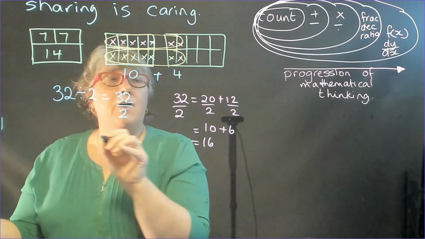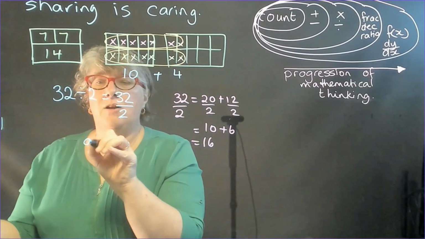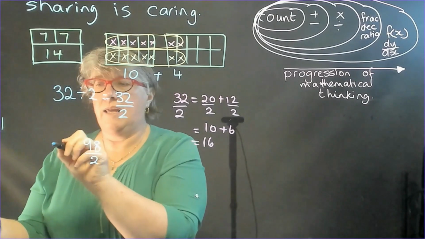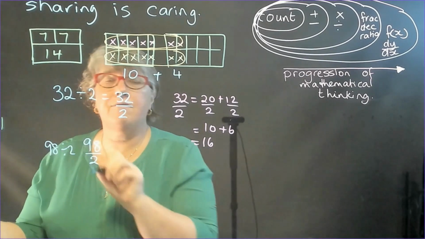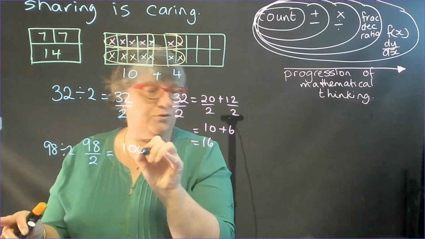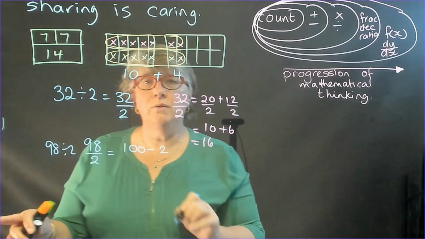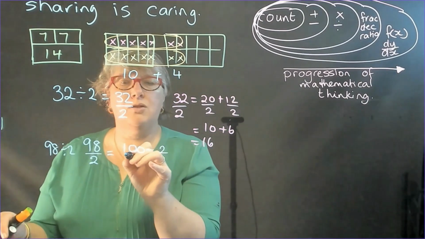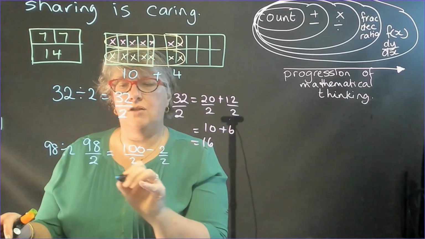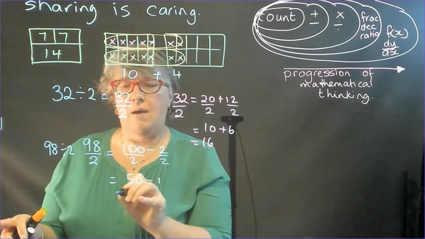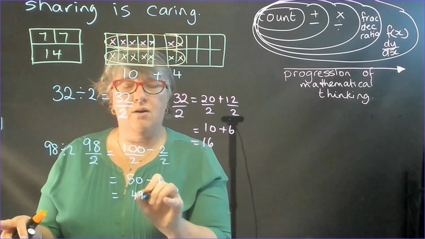For example, if I was going to do 98 divided by 2, half of 98, what's a half of 98? But if I thought of it as 100 take away 2, I could think of it like that. 98 is 100 take away 2, and I have to just halve each of those because I'm sharing them equally. So then I'd have 50 take away 1, which is 49.